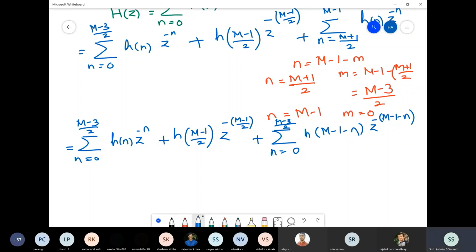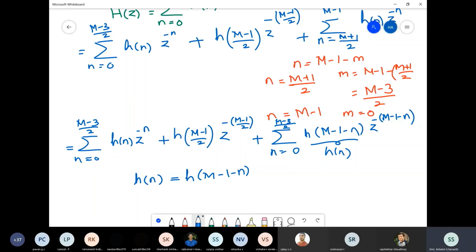So that's what I have done. So now we know that the impulse response is symmetric. So what does it satisfy? h of n is h of m minus 1 minus n. So what is this term? This term can be replaced with h of n, isn't it? We can replace h of m minus 1 minus n with h of n because the impulse response is symmetric.